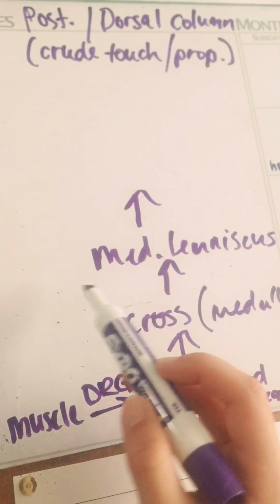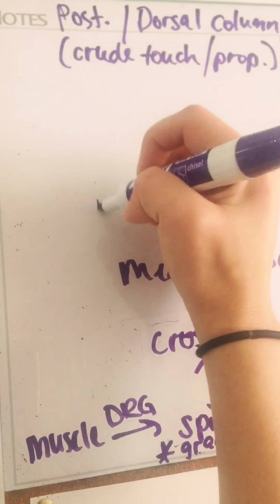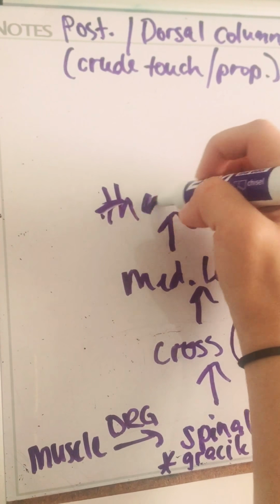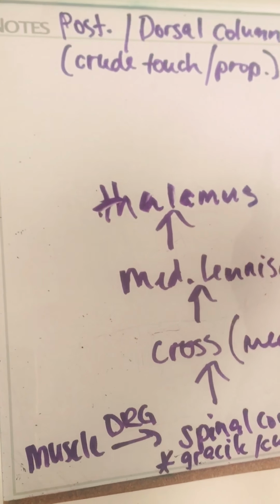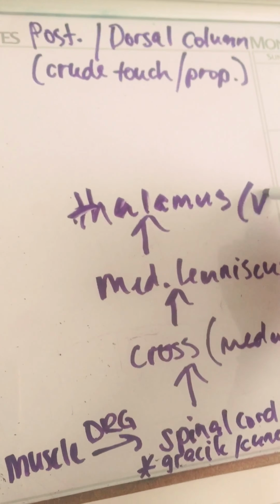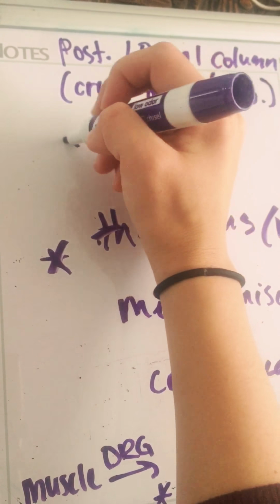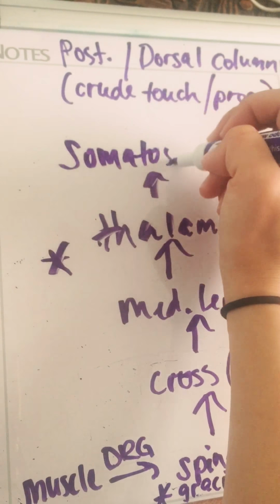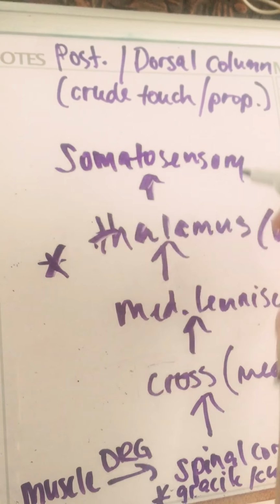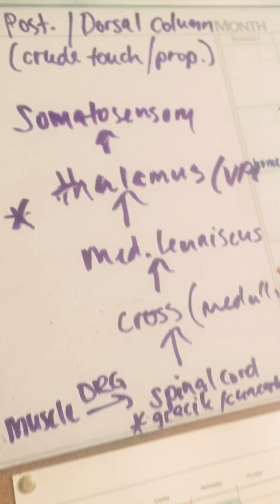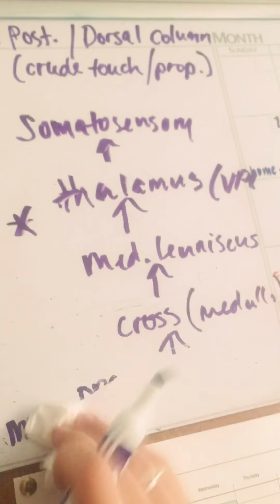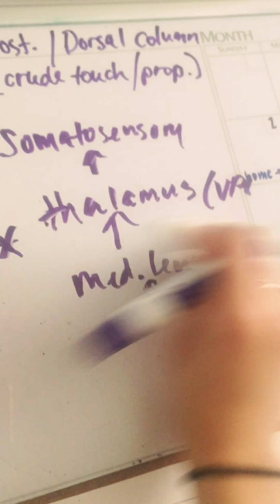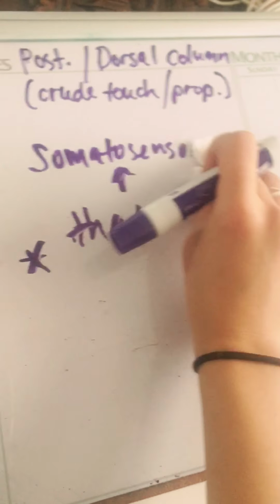So it continues going up through the medial lemniscus, through the pons and the midbrain, to once again synapse in the ventroposterolateral nuclei of the thalamus, continuing to the somatosensory cortex, which is once again Brodmann area 3, 2, 1, or also known as the post-central gyri. So we've gotten through 2 of them.